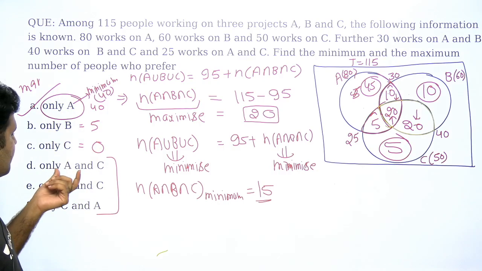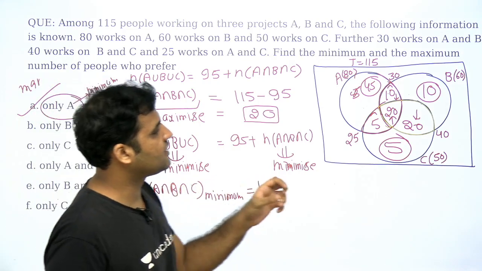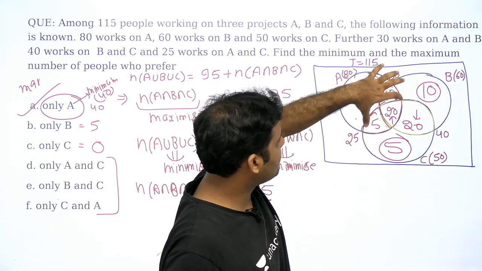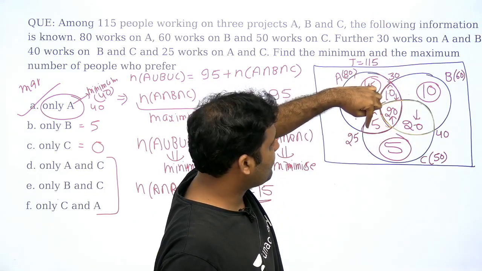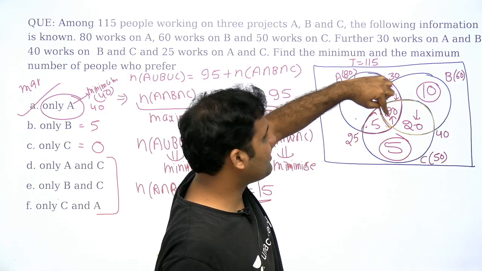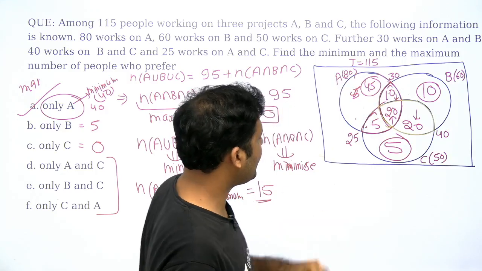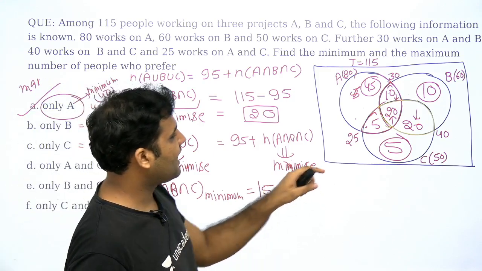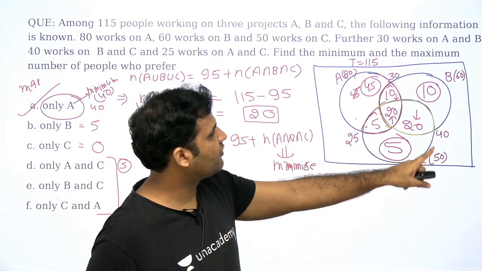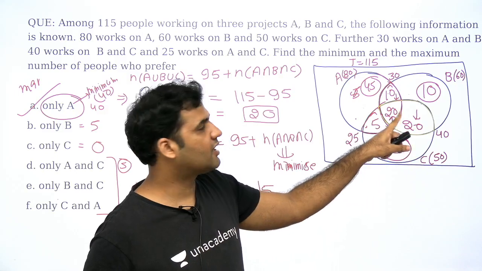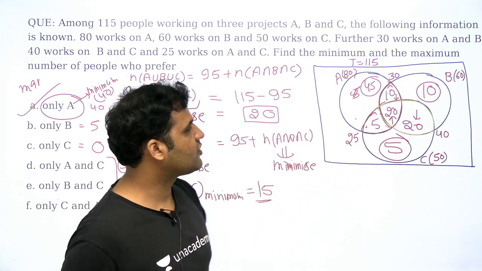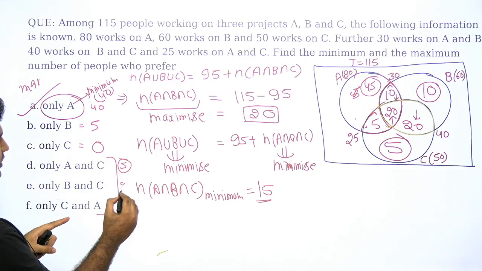If I have to find out the minimum of only A and C, guys. Now A and C is what? This is A, this is A, this is C. If you want to find the minimum of this, put the maximum here. So the minimum of only A and C will come out to be 5. And if I have to find out the minimum of B and C, put the maximum here, you'll get the minimum here. The maxima here is 20, so the minima here will be 20. Minimum of B and C will be 20.